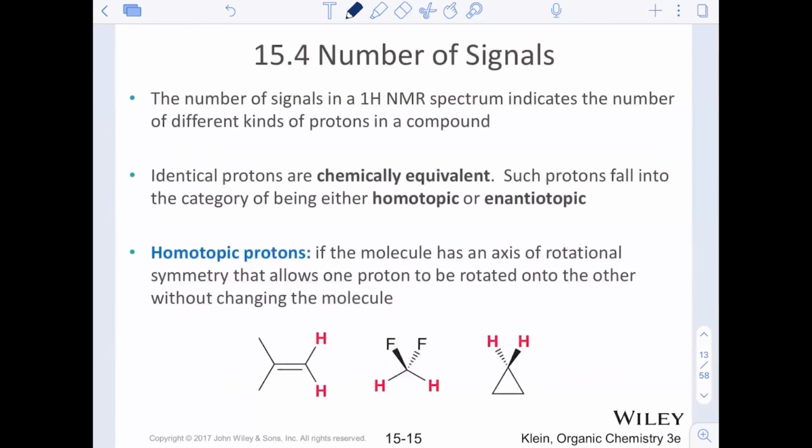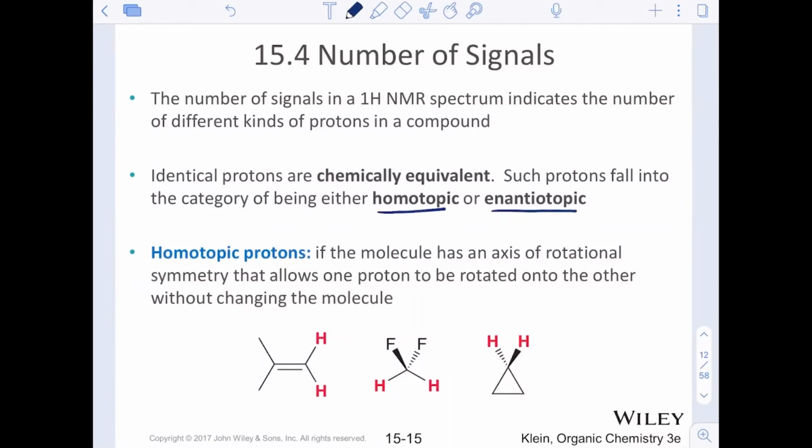We'll start with the number of signals. The number of signals in a proton NMR spectrum indicates the number of different kinds of protons in a compound. Identical protons are called chemically equivalent protons. Chemically equivalent protons fall into 2 different categories, homotopic or enantiotopic.